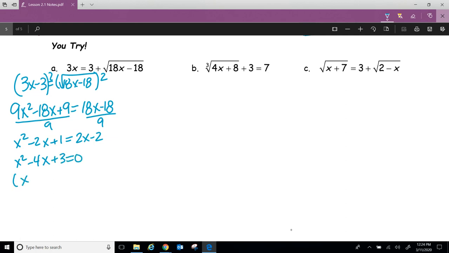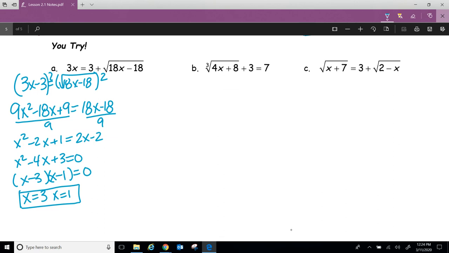Two numbers that I multiply together to give me 3 and add up to negative 4 would be negative 3 and negative 1. So x is equal to 3, x is equal to 1. Turns out this time when you check, both of those are good solutions.